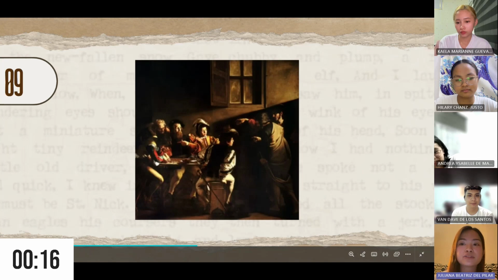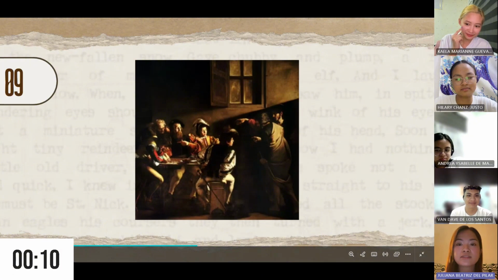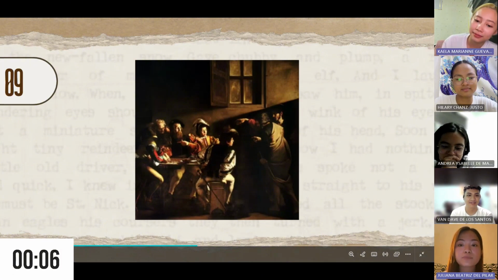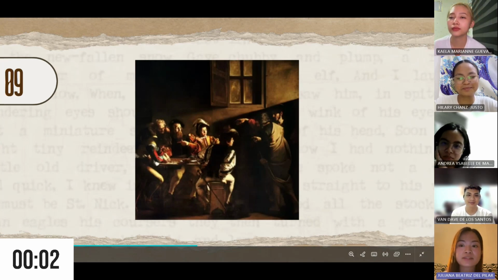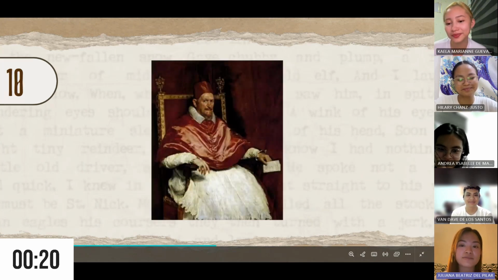The Calling of St. Matthew by Caravaggio in the 1600s breaks from tradition by placing the figures in a contemporary everyday setting, dressing them in 17th century clothing to enhance realism. This naturalistic approach makes the divine encounter feel relatable, showcasing Caravaggio's mastery in combining emotion and narrative.